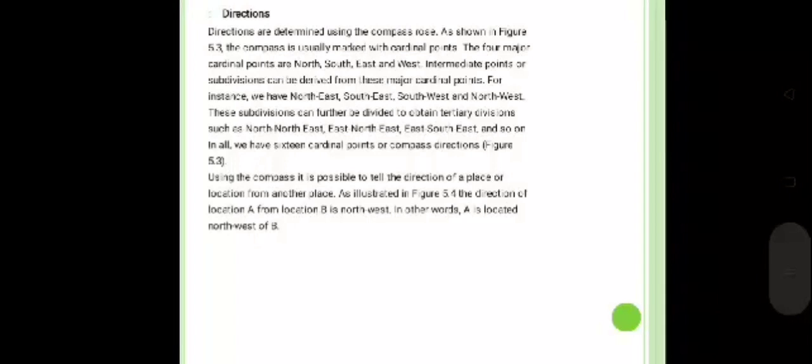The subdivisions can further be divided to obtain tertiary divisions such as north-northeast, east-northeast, east-southeast, and so on. In all, we have 16 cardinal points or compass directions shown in figure 5.3. Using the compass, it is possible to tell the direction of a place or location from another place, as illustrated in figure 5.4. The direction of location A from location B is northwest. In other words, it is located northwest of B.